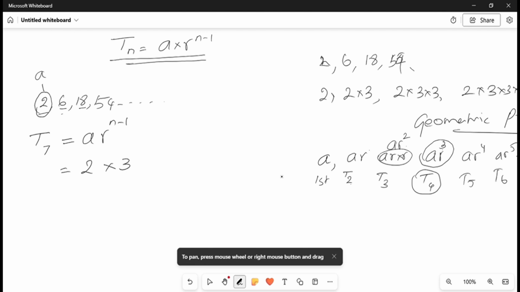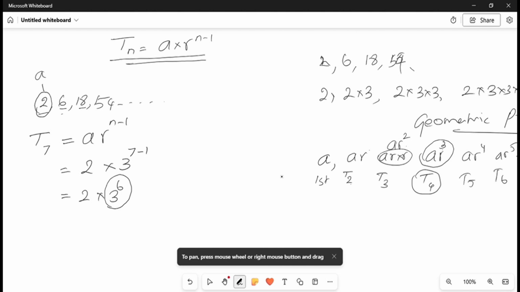N is 7 minus 1, so 3 to the power 6. 3 to the power 6 is a big number. If you want, you can find out the value of it. First of all, you must not multiply. Remember, the power is done first, and only then can you multiply. If you multiply 2 and 3, it's wrong. You wouldn't get the correct answer.